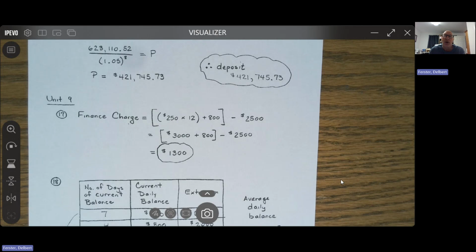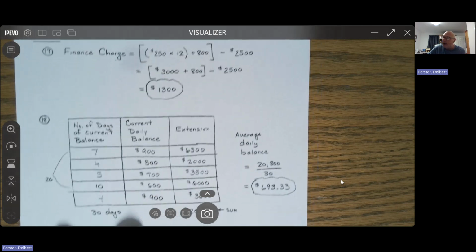So first of all, let's take 250 times 12. And we'll find out over that 12 monthly span, we would wind up paying $3,000 plus the $800 down. So technically, if we take the finance deal, the merchandise would cost us $3,800. We could have bought it for $2,500 cash. So the difference in those two represents your finance charge. You got $1,300, and we would have gone ahead and solved for the finance charge on problem 17.